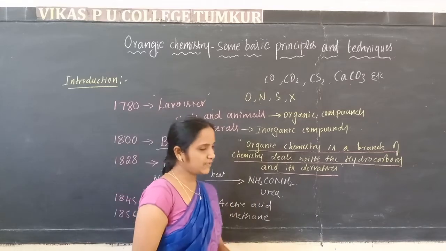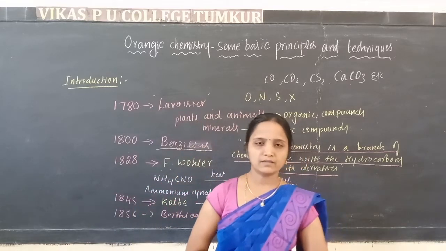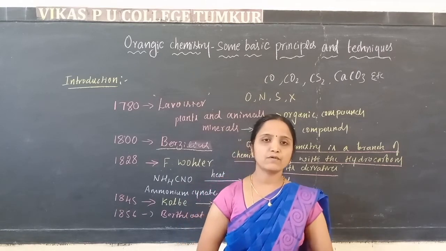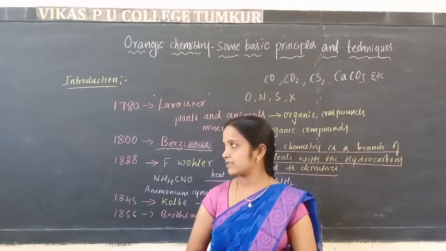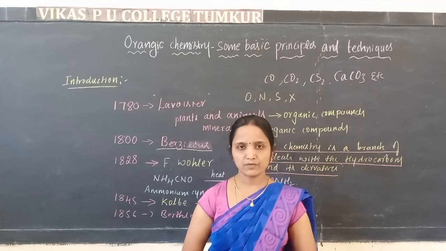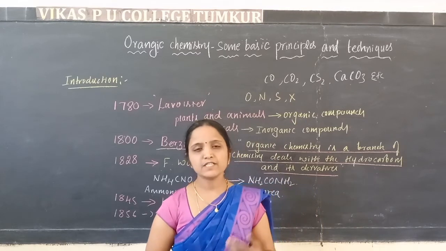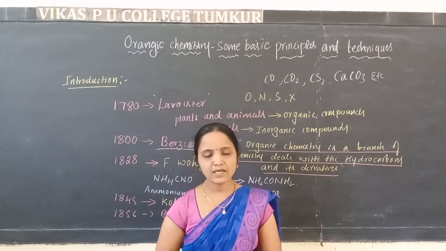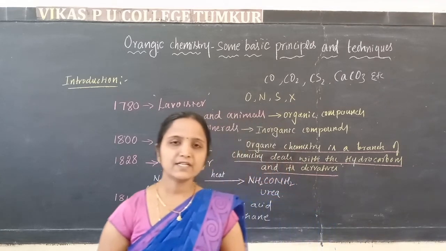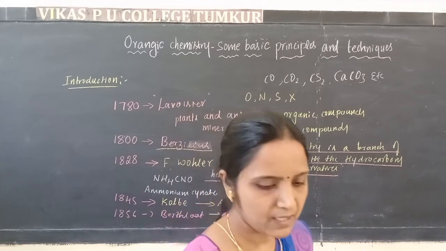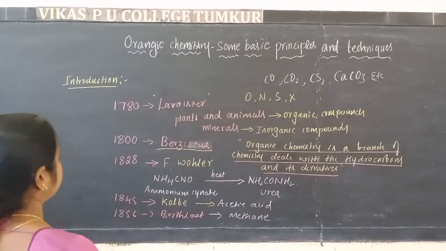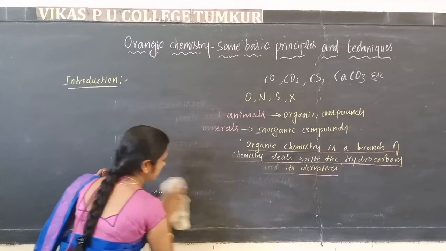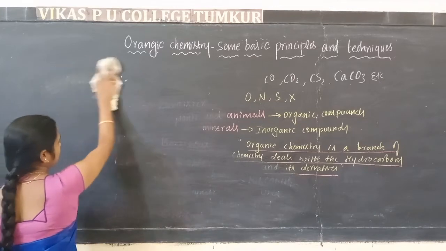Then afterwards came the development of the electronic theory of covalent bonding, that is, electronic theory of covalent bond formation. From this theory, the shape of organic chemistry changed. Next we will discuss the tetravalency of carbon. This is about the introduction. Now we are going to study the tetravalency of carbon.